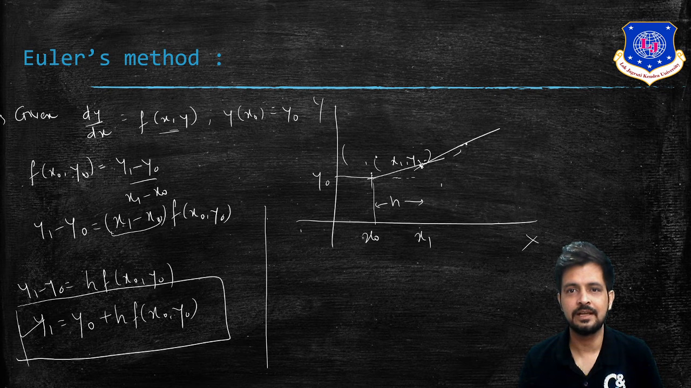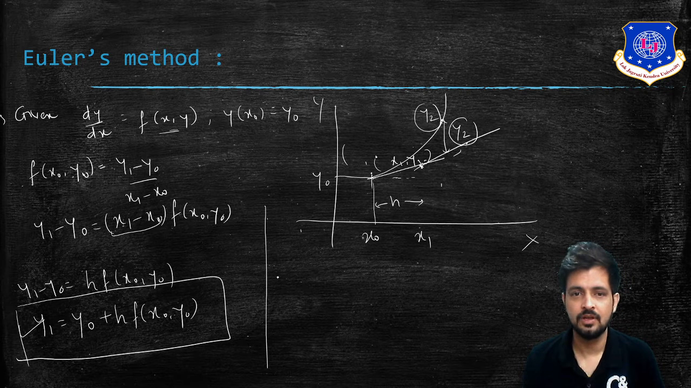Again we have to draw the tangent and we will find the value of y2. But again there will be a difference between the value of y2 obtained with the help of Euler's method and the actual value on the curve. How can we find y2?